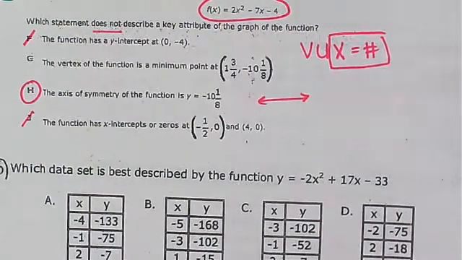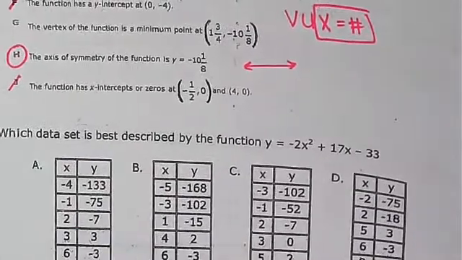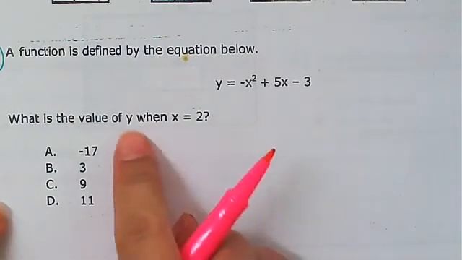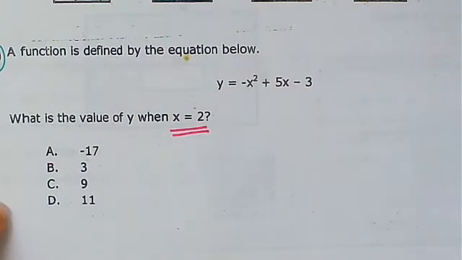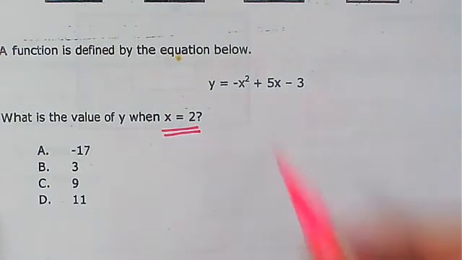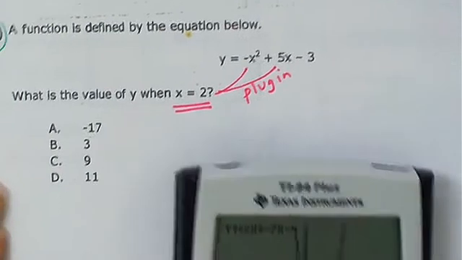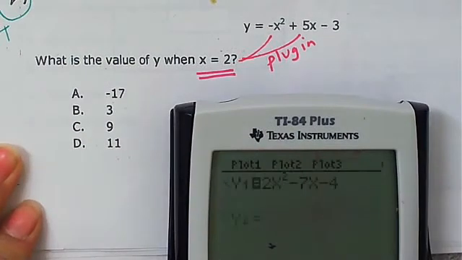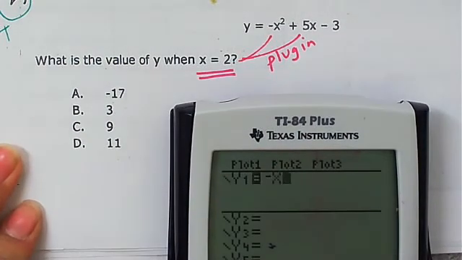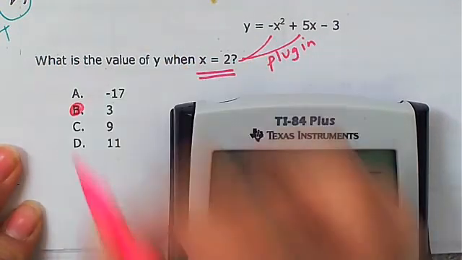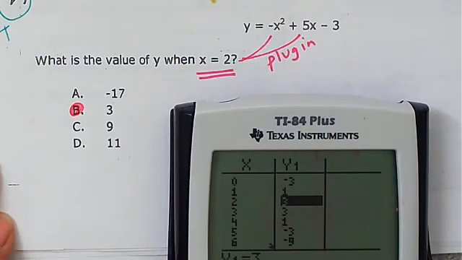Process of elimination, guys. All right, I'm going to skip around because I think 25 you had for homework. Look at 26. I give you a function. What's the value of y when x is 2? You got two options. Either plug in that 2 wherever you see an x, or go to y equals, type in your equation, and go to the table. When x is 2, who's its partner? A 3. There it is.